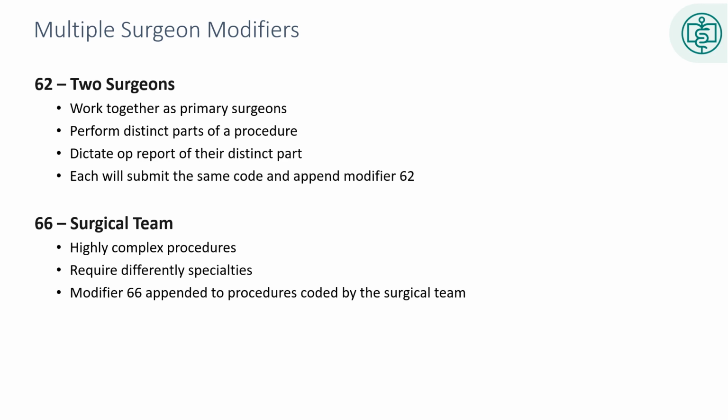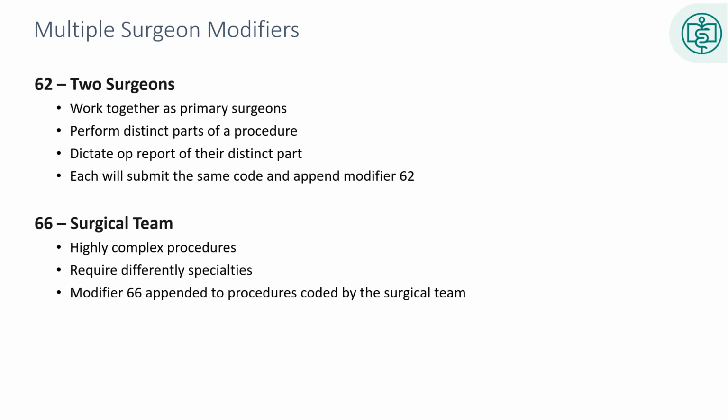needed for the procedure. For example, in a complex spine surgery, one surgeon may be responsible for the anterior portion of the procedure, while another surgeon may be responsible for the posterior portion. In this case, both surgeons would be considered primary surgeons and would use modifier 62 to indicate that they both played an active role in the surgery.